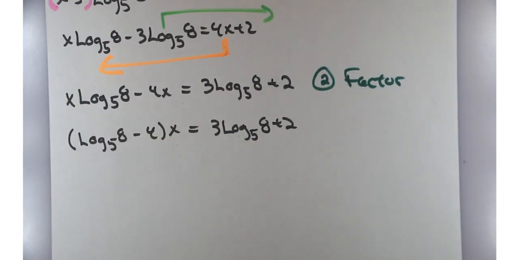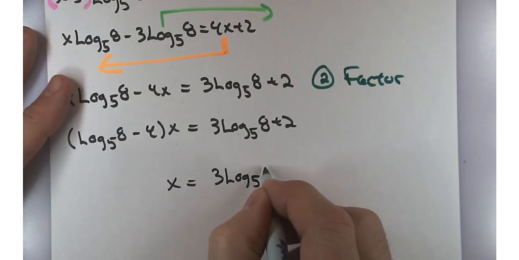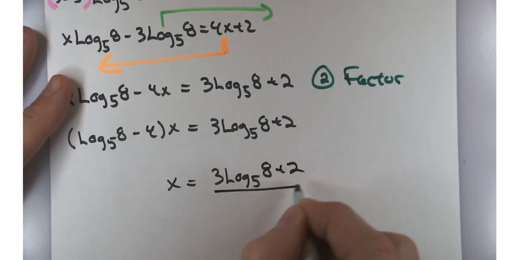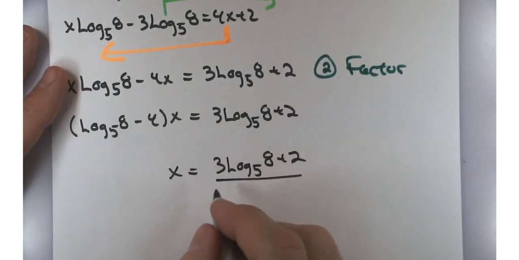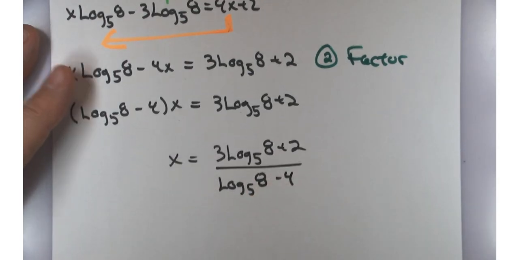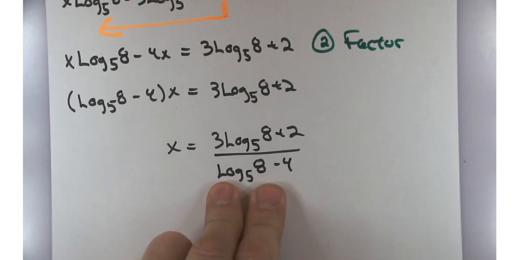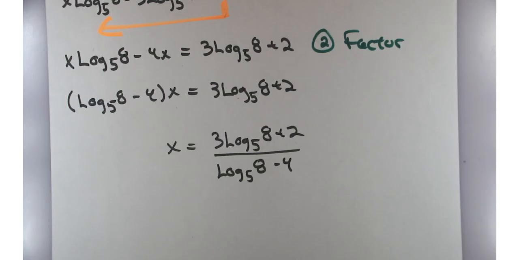Let me just skip to the happy ending. That's going to be x equals 3 log base 5 of 8 plus 2 over, let's see, log base 5 of 8 minus 4, and that's going to be our answer. Are we okay with finding the exact answer here? If all I do is ask for the answer, you're in great shape. But sometimes I might ask for a numerical approximation. Before I go over the numerical approximation, are we okay with this part?